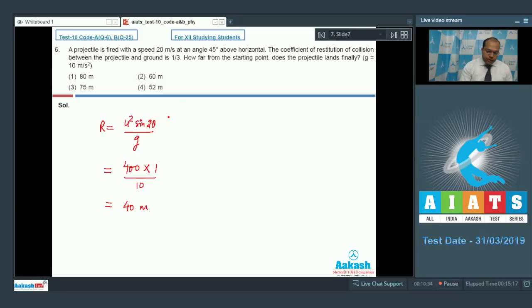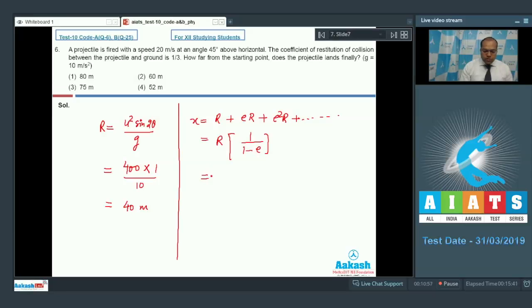Now we know that when the projectile goes through repeated cycles, the total distance covered by the projectile can be written as R + eR + e²R and so on, where e is the coefficient of restitution. If I solve this, it comes out to be R into 1 divided by (1 - e). Substituting R as 40 and e as 1 by 3, on further solving, it comes out to be 60 meters. So option 2 is the correct answer.